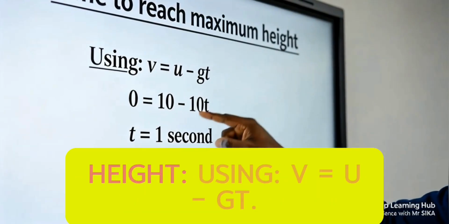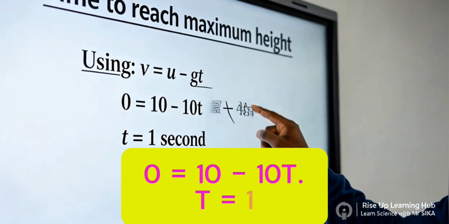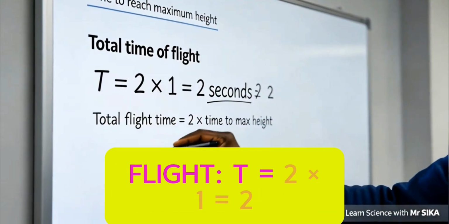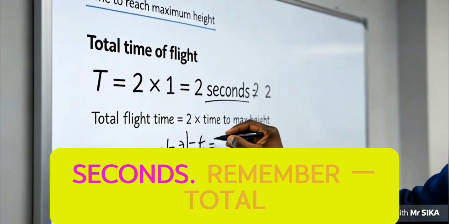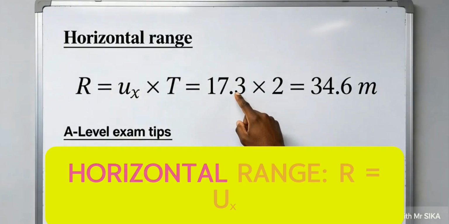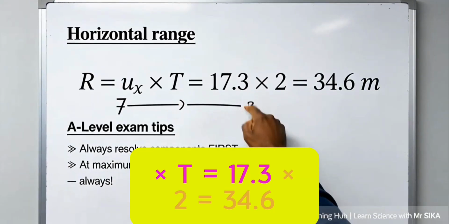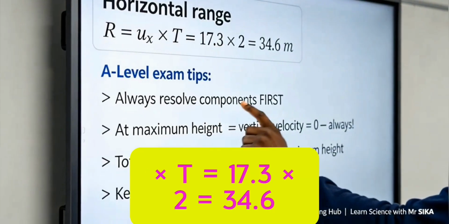Time to reach maximum height, using v = u + at: 0 = 10 - 10t, so t = 1 second. Total time of flight is 2 x 1, which is 2 seconds. So remember, total flight time is always double the time to maximum height. Horizontal range R = ux x t = 17.3 x 2 = 34.6 meters.